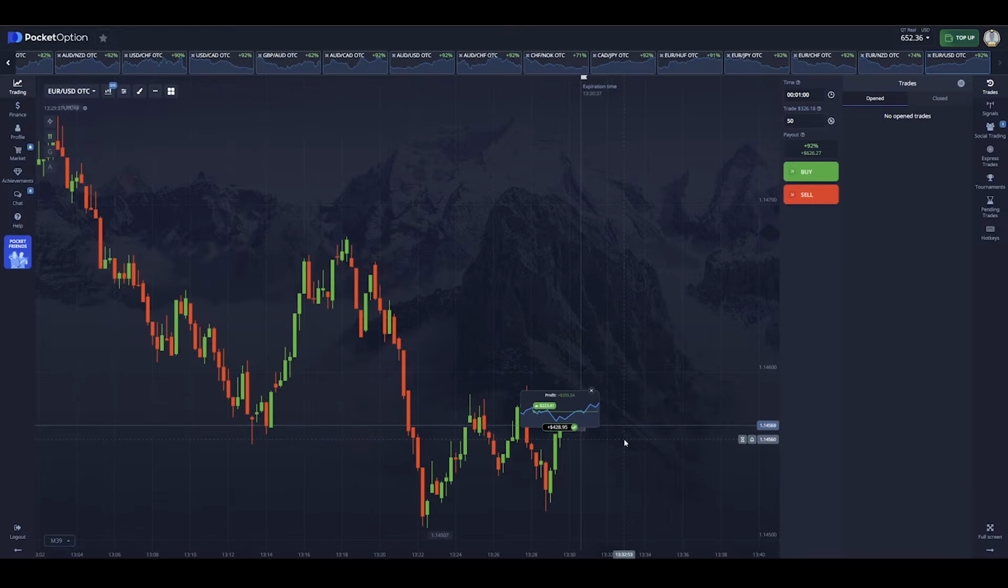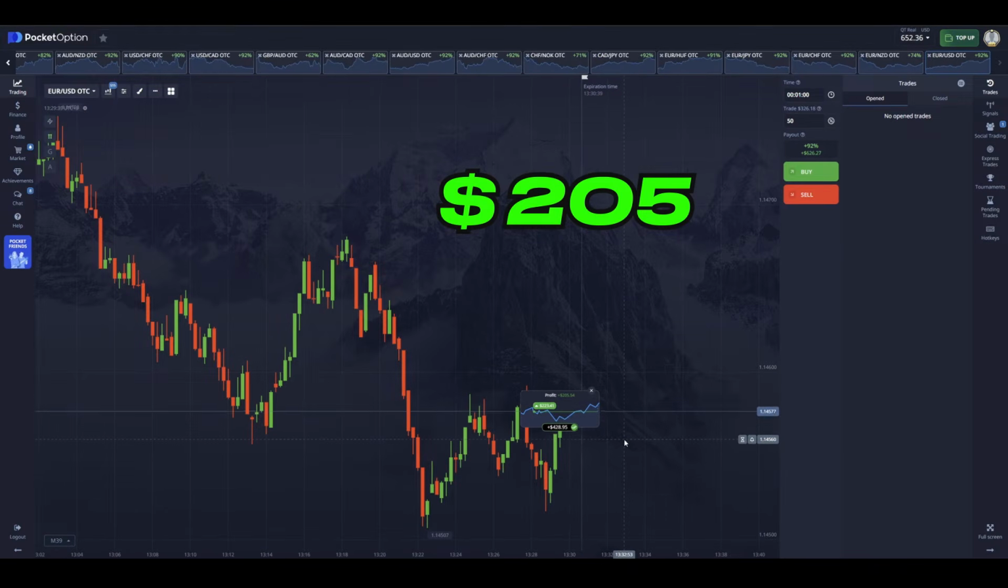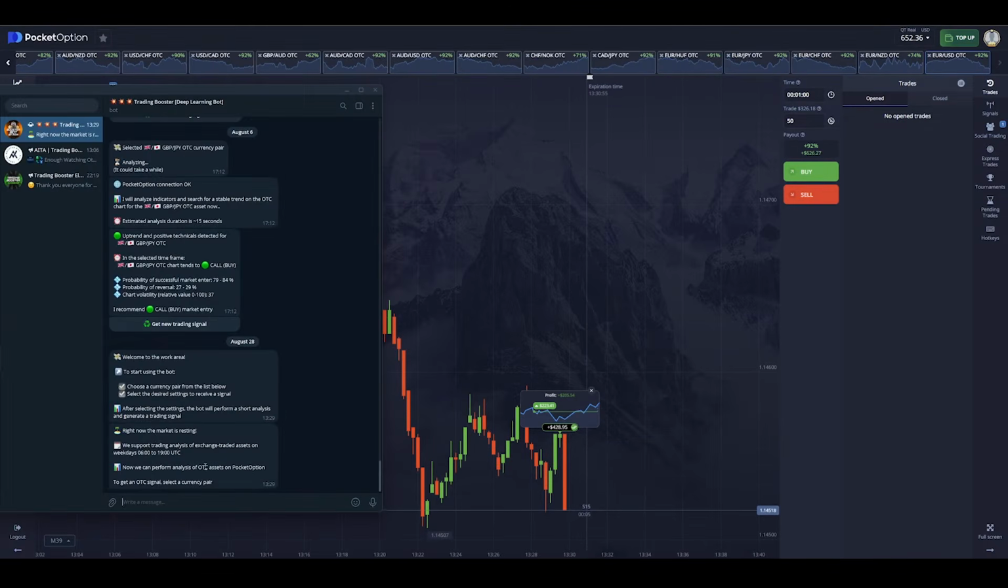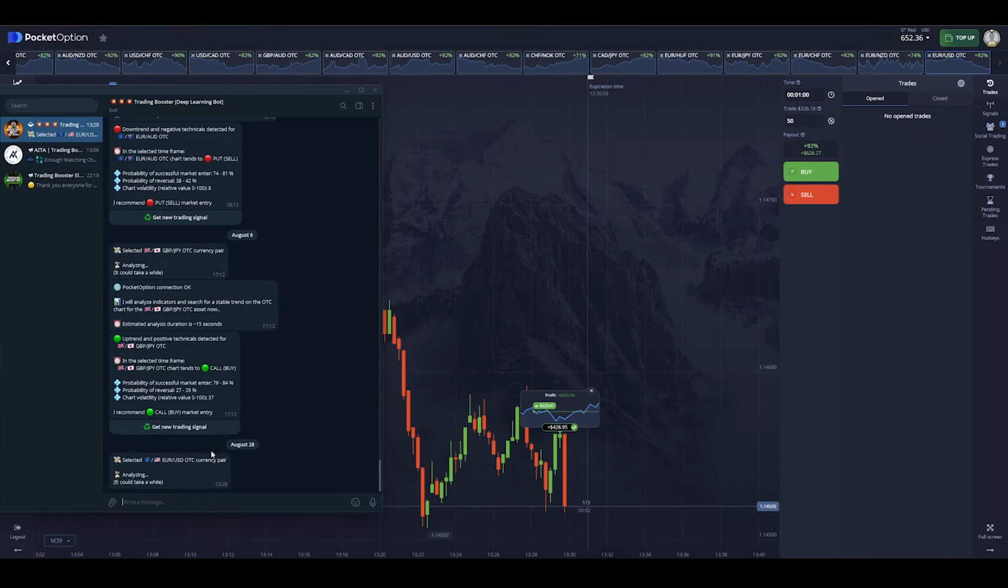Yeah, as you can see, I'm taking a profit of $205. Awesome. Now, 50% of my deposit is already $320. So, I've already made plus 50 to my deposit. From this point on, I'm not risking anything anymore. Let's ask the booster bot for another signal on this currency pair.